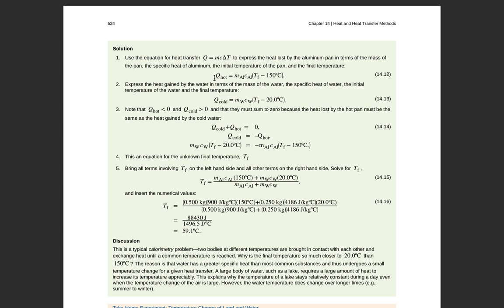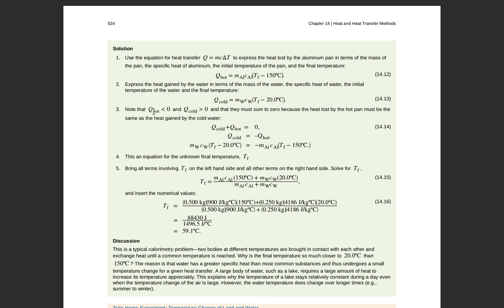And so we have Q hot because the aluminum is hot, right? So we're going to use the mass of the aluminum, the specific heat of the aluminum, and we're trying to find out what that temperature final would be if the temperature initial is at 150 degrees C. So this is your equation for your aluminum. Same thing for your water, which is the colder heat. You have Q cold equals MW, mass for the water, specific heat for the water. Its initial is 20 degrees C, and its final is what we're trying to find.